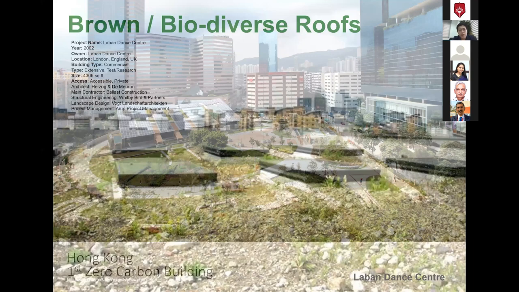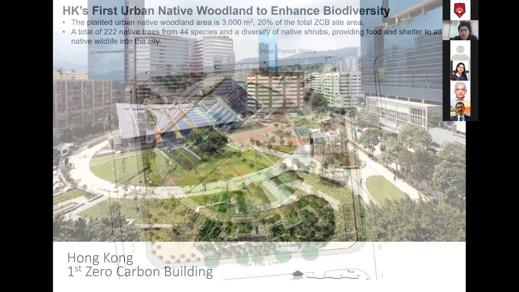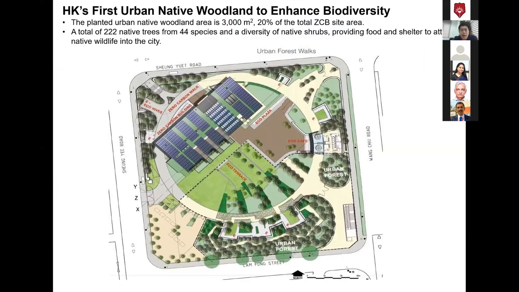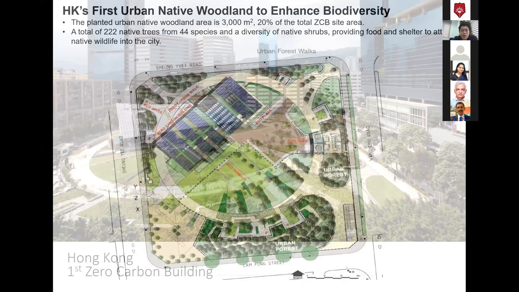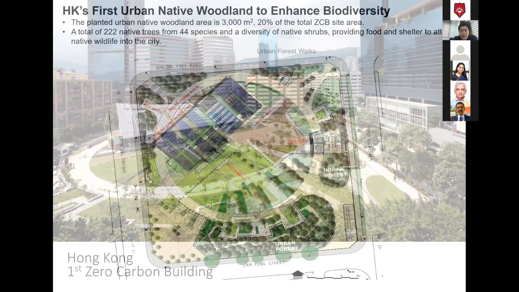And this is one of the projects I did in Hong Kong, the first zero carbon building, back in 2012, so already 7 years ago. Today I'm not focused on describing the zero carbon building, but I want to talk about the landscape here. For this landscape area, we did the first urban native woodland to enhance biodiversity. You can see in the photo that the whole zero carbon building and the park are surrounded by high-rise buildings, so we want to maintain the urban biodiversity.